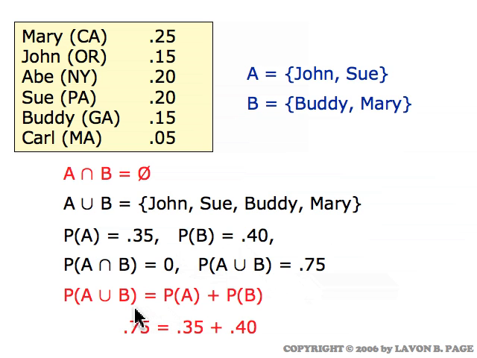So this is a case where, because the two events are mutually exclusive, the probability of the union is simply the sum of the probabilities. 0.75 is 0.35 plus 0.40.